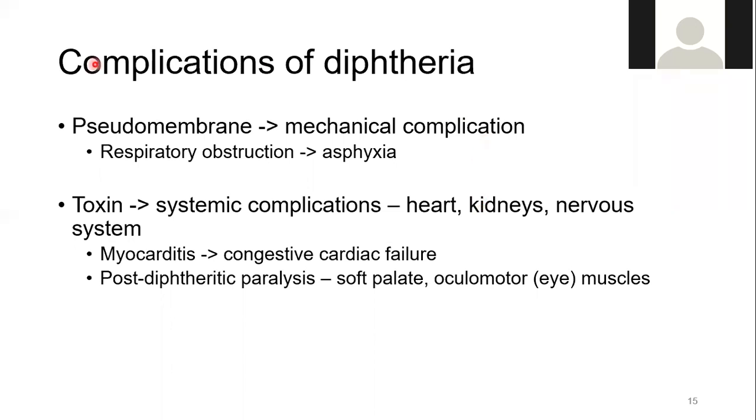Okay, so the other complications are due to the toxins, and this is when it gets into the bloodstream and mainly affects the heart, the kidneys, and the nervous system. With the heart, we have myocarditis, which can lead to congestive heart failure. And then with the nerves, it would be paralysis, and this mainly affects either the soft palate or the eye muscles, leading to complications at those sites.